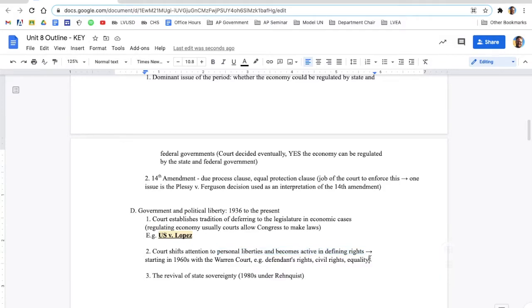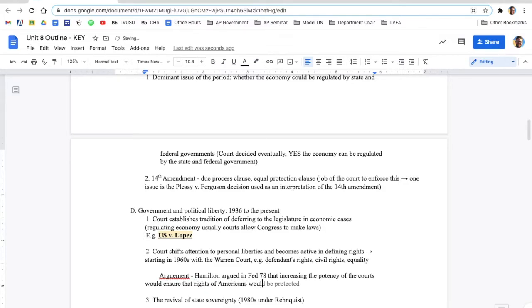So as far as an argument essay, maybe we should put that in. Okay, so if you're shaping this in an argument essay, Hamilton argued in Fed 78 that increasing the potency of the courts would ensure that rights of Americans would be taken away.